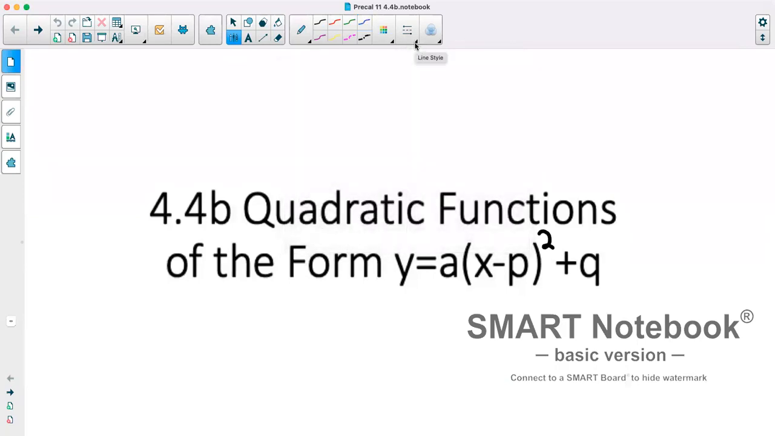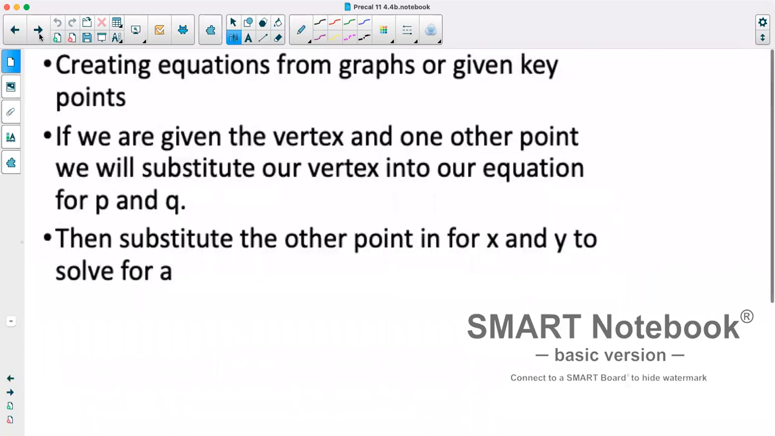Hi, today we're going over section 4.4, quadratic functions of the form y equals a(x minus p) squared plus q, and finishing the second half of this section. So what we'll be doing is creating equations from graphs or if we're given key points. If we're given a vertex and one other point, we'll substitute our vertex into the equation we learned about yesterday for p and q, then substitute another point in for x and y to solve for a.